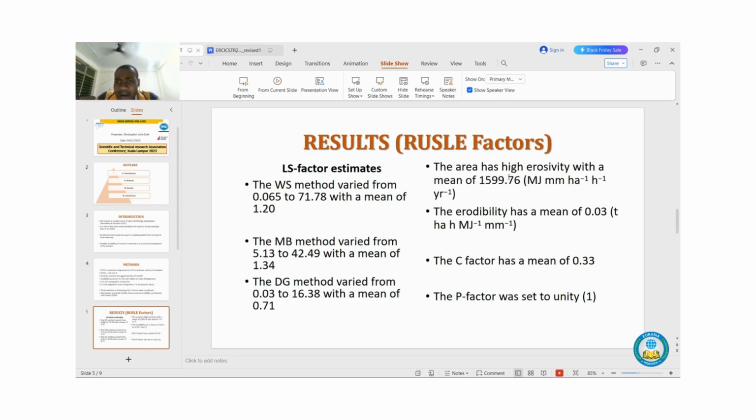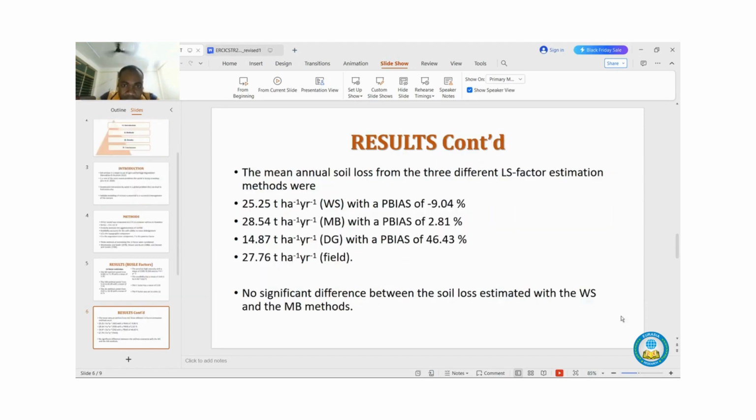The area has a high rainfall erosivity with a mean of 1,599.76 megajoule millimeter per hectare per hour per year, while the soil erodibility has a mean of 0.03 tons hectare hour per megajoule per millimeter. The C factor had a mean of 0.33. The P factor was set to unity as there is no data on conservation practice in the state.